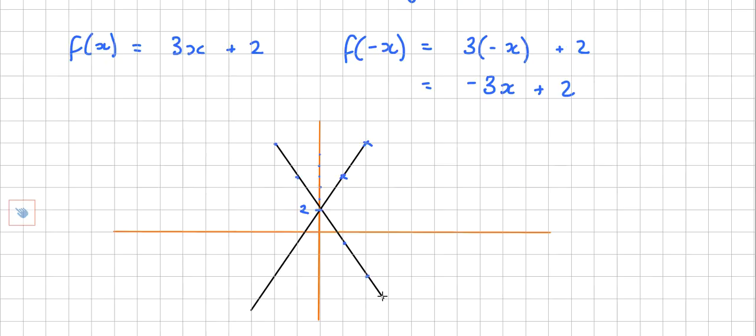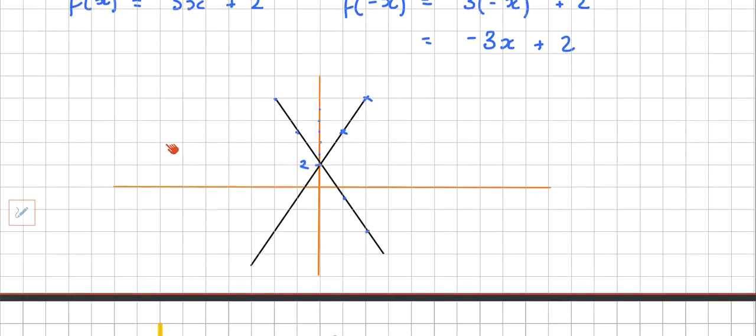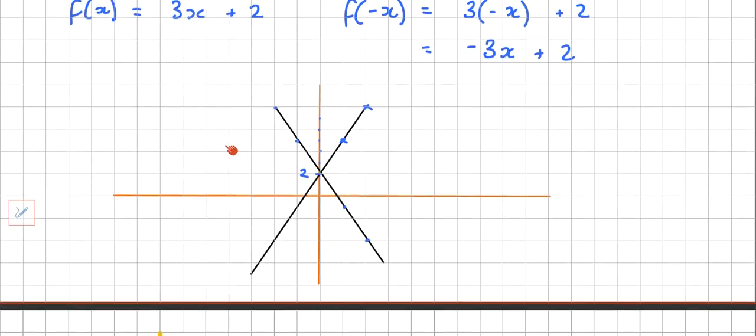Is it a reflection in the y-axis? Yeah. So that's lucky then, that was a bit easier. Okay. And finally, what's the final one that we need to consider then? A stretch. Okay.